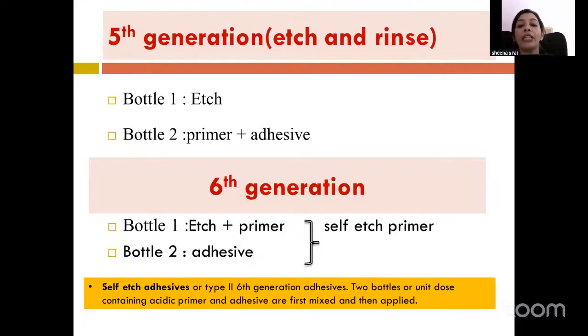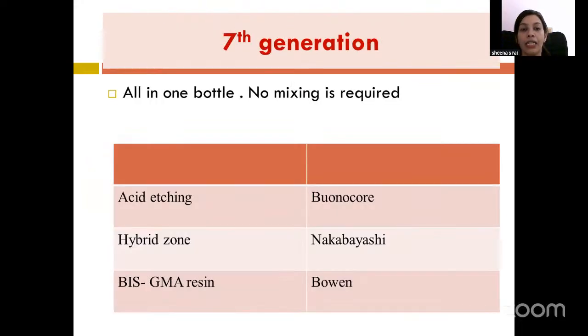Fifth generation, there is a two bottle system. The first is etchant, second is primer and adhesive. And sixth generation, first is etchant and primer combination, and bottle two is actually the adhesive. Seventh generation, it is actually all in one bottle. No mixing is actually required in this case.